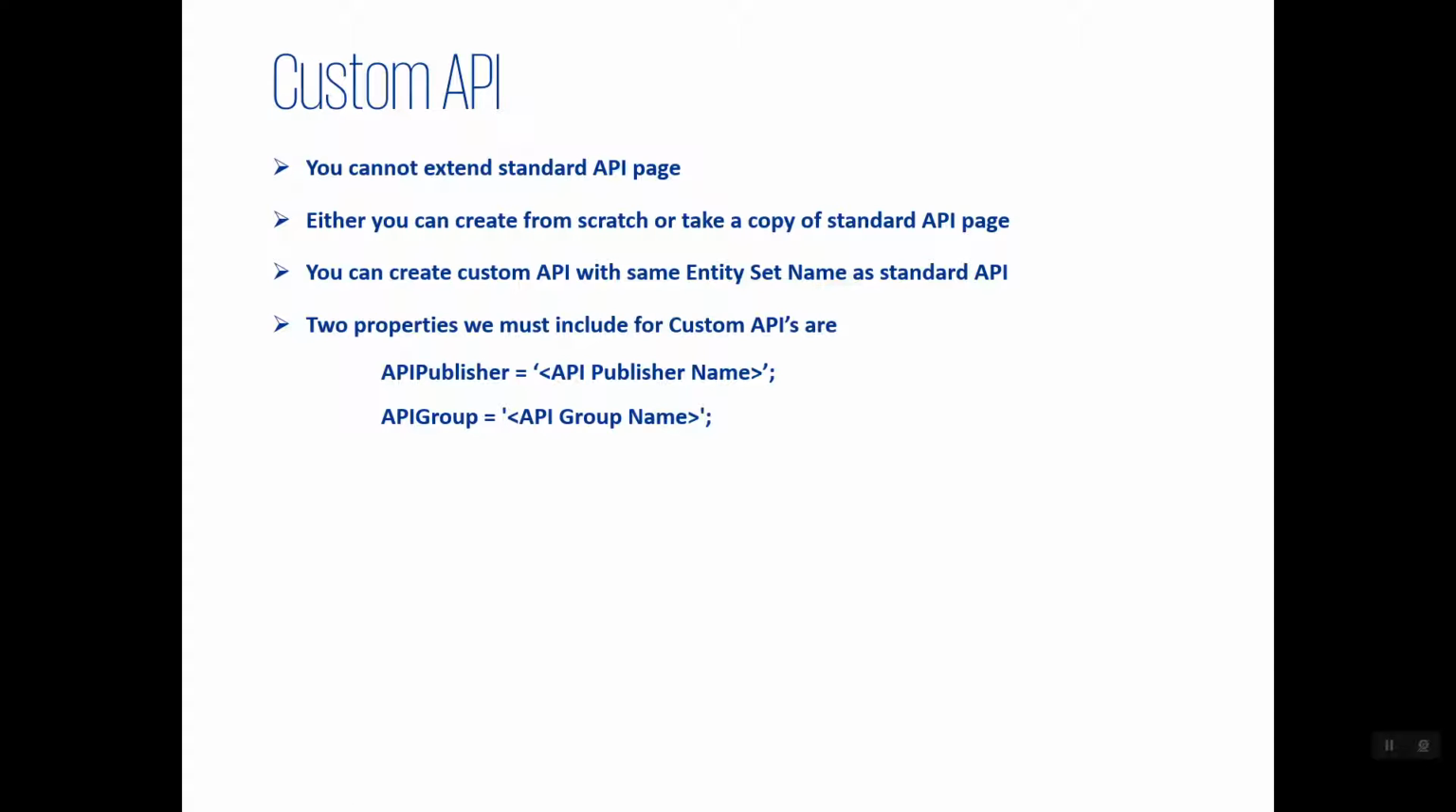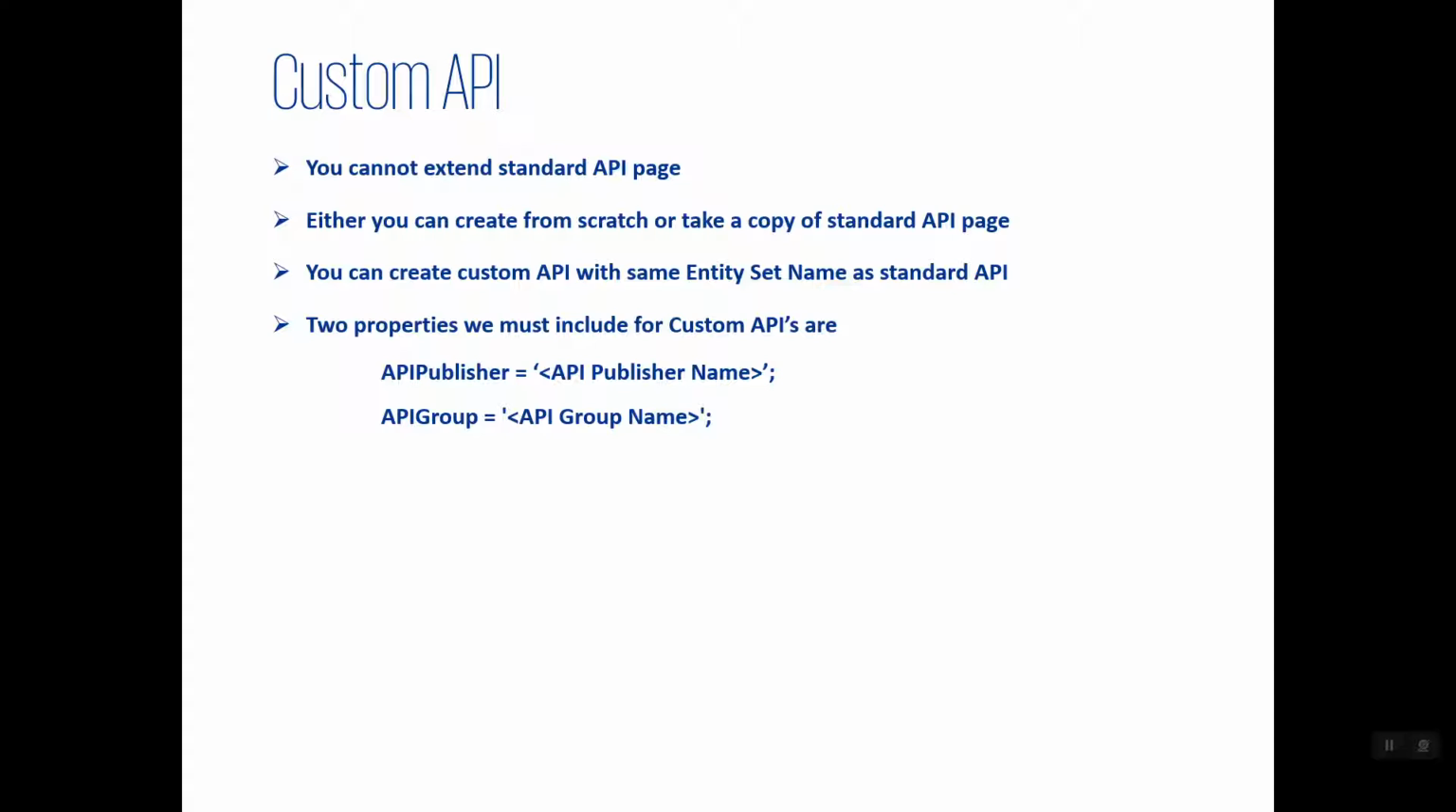Well, guys, in this video we will talk about custom API. In my previous video, we talked about standard APIs and the query parameters. Custom APIs are the APIs which we are going to build either from scratch, which means we will develop a page with a page type as API, and we have to mention the entity set name, entity caption name, and the API version, and two other important properties, which are API publisher and API group.